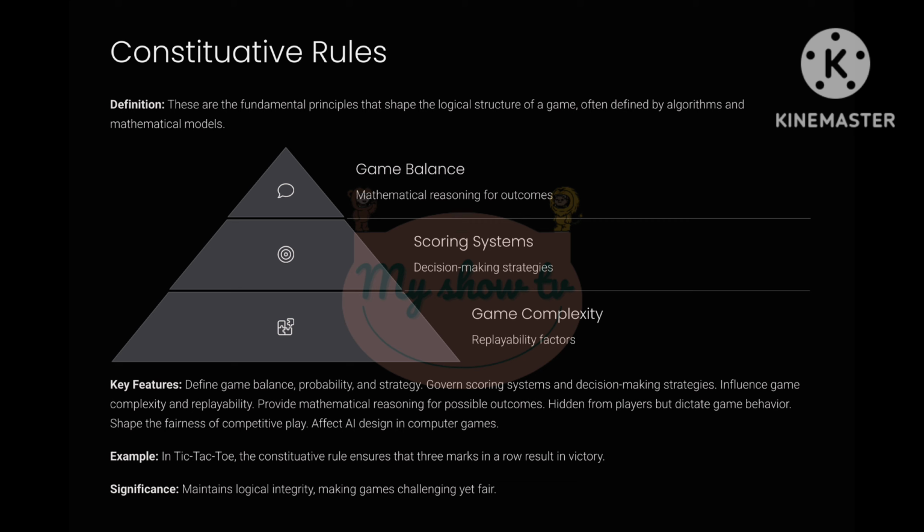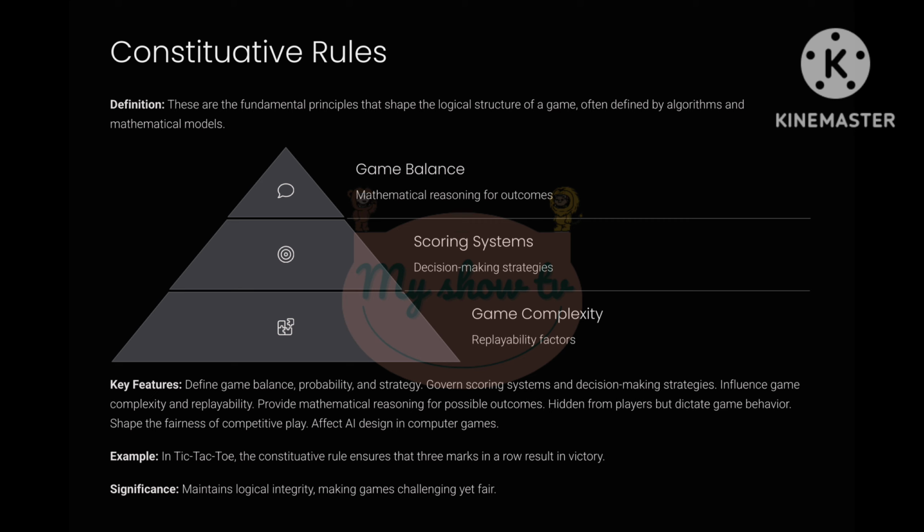4. Provide mathematical reasoning for possible outcomes. Constitutive rules define the probability of an event occurring in the game. For example, in a dice-based game, the constitutive rules define the odds of rolling a specific number. 5. Hidden from players but dictate game behavior. Players often do not see these rules directly, but they influence their experience. For example, in an AI-driven game, the AI decision-making algorithm follows specific constitutive rules.